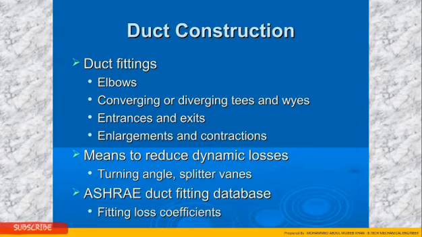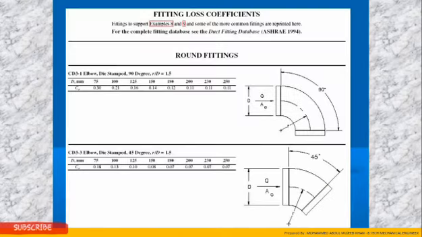Duct fittings: elbows, converging or diverging tees and wyes, entrance and exit, enlargements and contractions, means to reduce dynamic loss, turning angles, splitter vanes, ASHRAE duct fitting database, fitting loss coefficients. This is the fitting loss coefficient sheet from an ASHRAE standard, where you will find values depending on the construction, size and shape of the fittings.